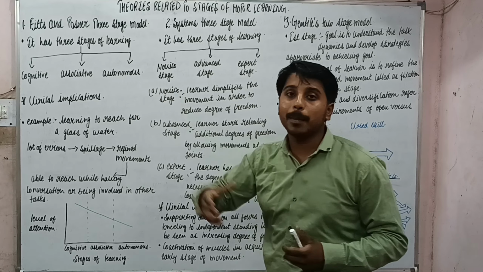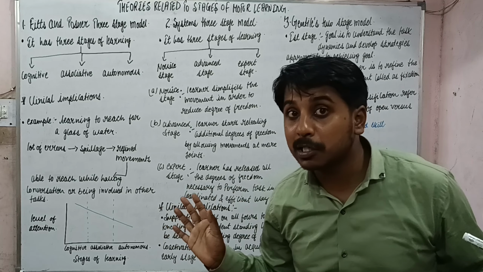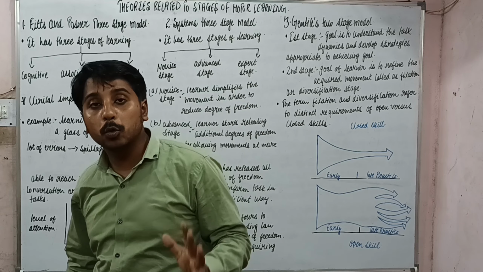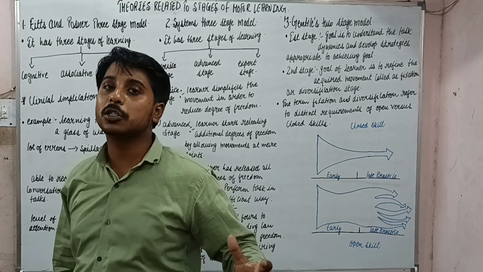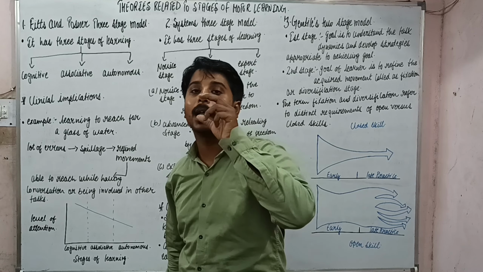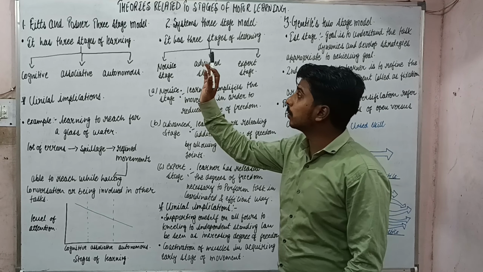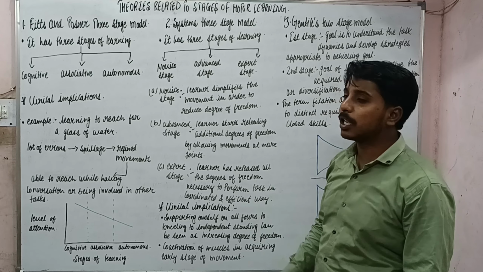While in the autonomous stage, which is the last stage, the person is completely able to do the movement. Even if he or she is talking, he can just lift the glass and drink the water. So this is about the Fitts and Posner 3-stage model.